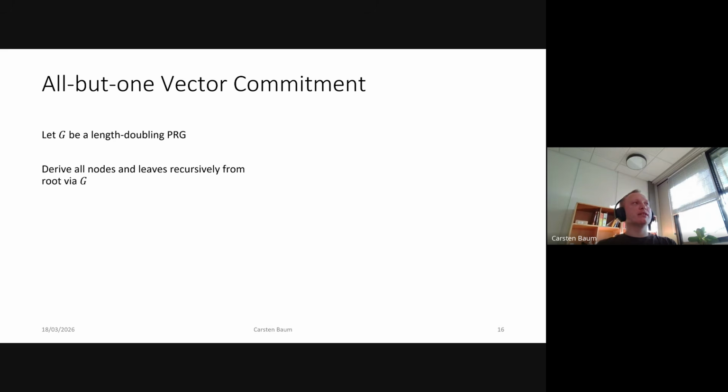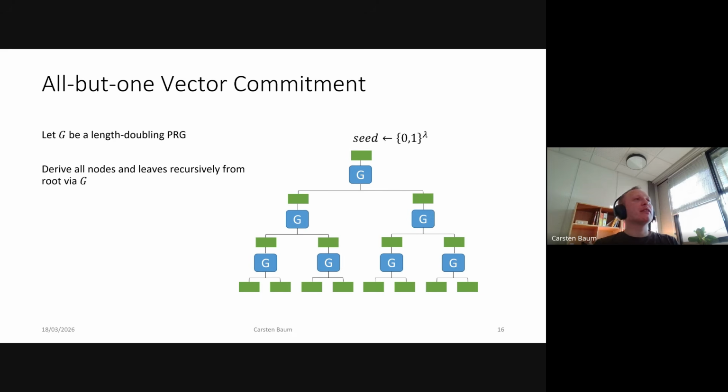Okay, so how do we do such an all-but-one vector commitment? It's actually very simple. You take your favorite pseudorandom generator, like AES in counter mode, and you pick yourself a random seed. You apply the PRG, and now you recursively apply the PRG again and again and again. So that just gives you a tree. That's usually called the GGM tree.